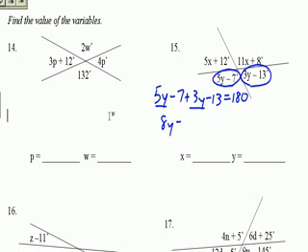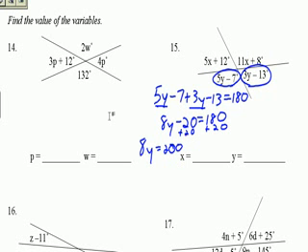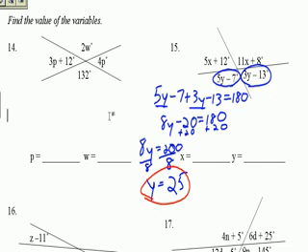Combine like terms and add 20 to both sides, and we'll get 8y equals 200. And of course divide by 8. I'm running out of space here, but you can all see here that we get 25 for our answer. Just want to make sure that's right. So y is 25. And that only gives one of the values.